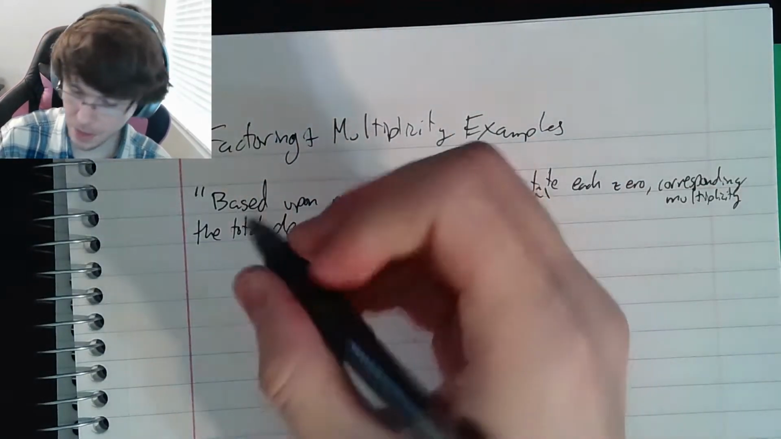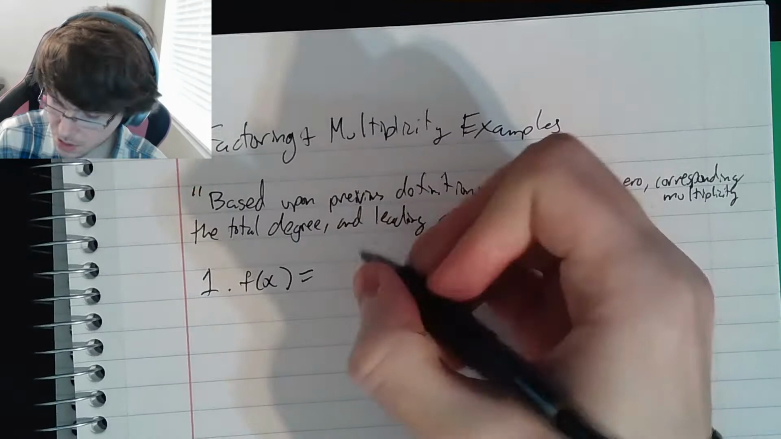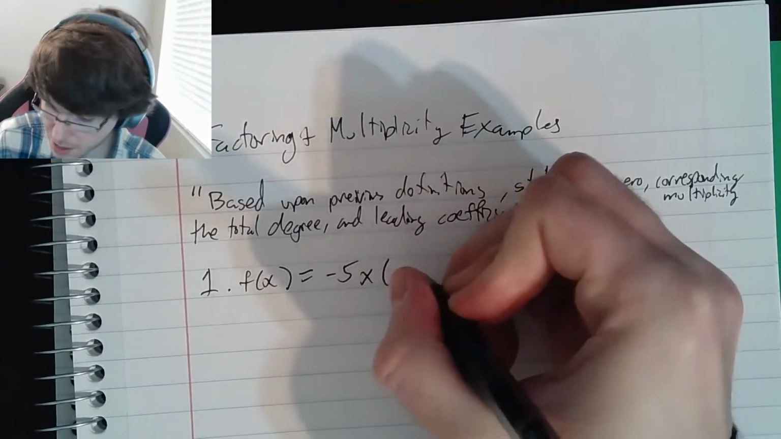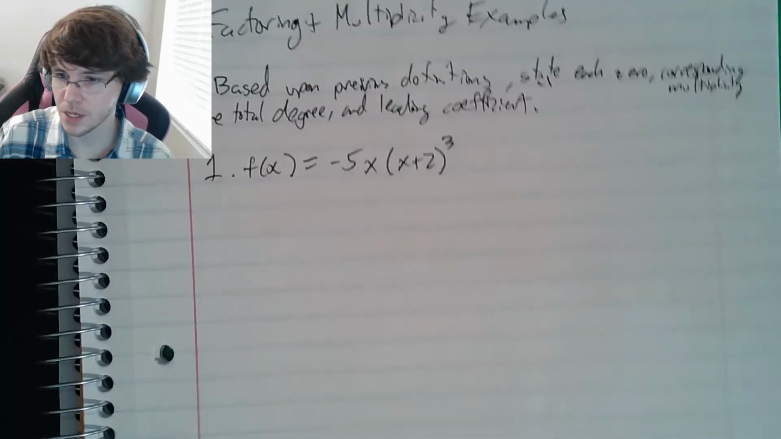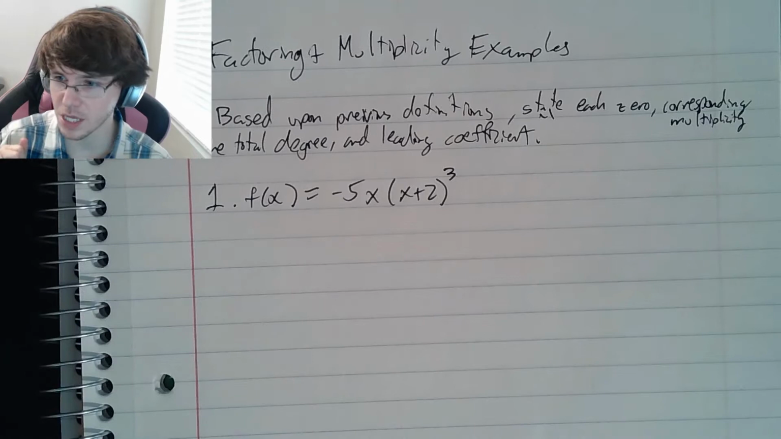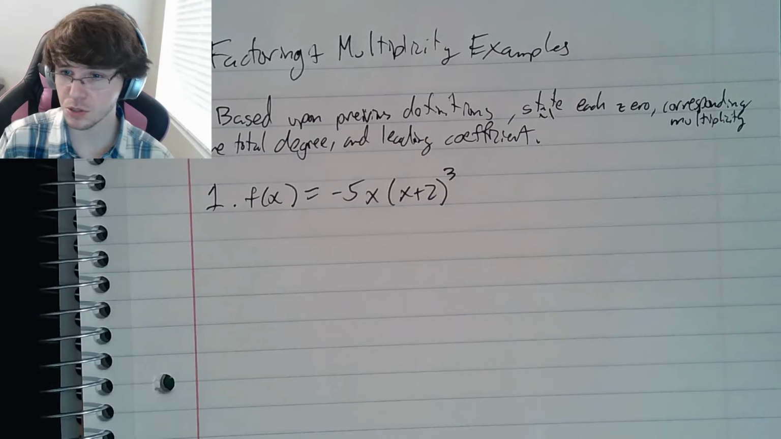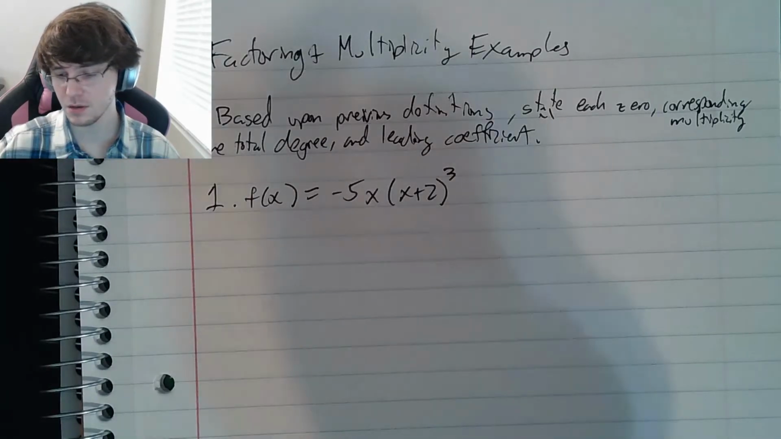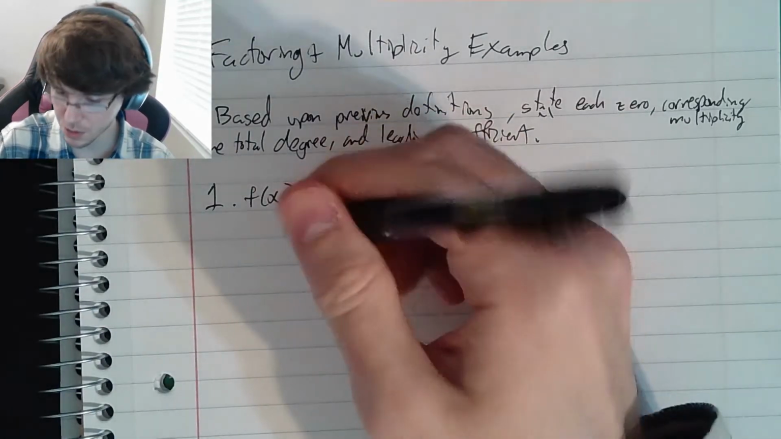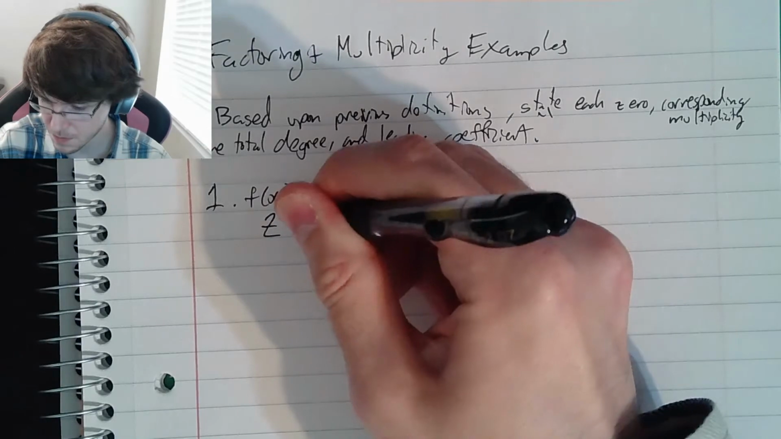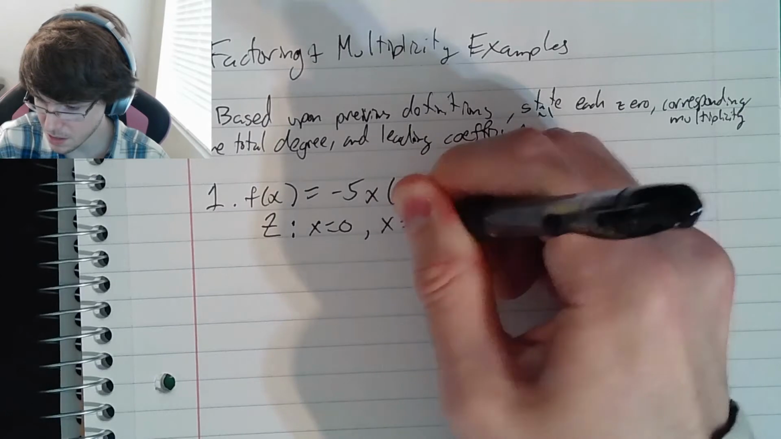Okay, so here we go. Number 1. We have f of x equals negative 5x times (x plus 2) cubed. All right, so the first thing we have to do is state each zero. So there are actually 2 zeros in this question. To make a long story short, every separate parenthesis will have its own zero, and if there's an x on the outside, it's also a zero. So the zeros in this question, which I'm going to do a capital Z of, the zeros are x equals 0 and x equals negative 2.